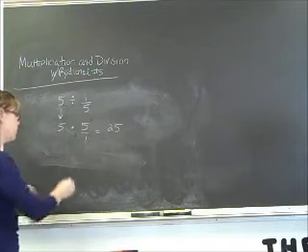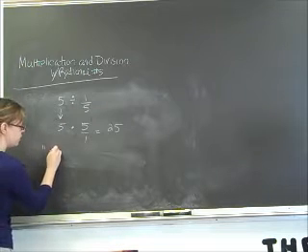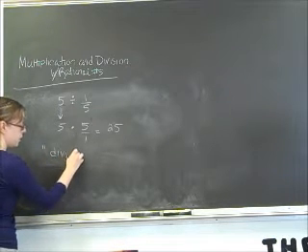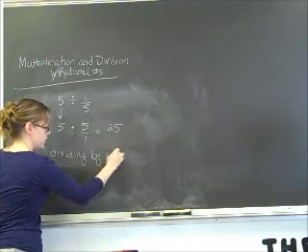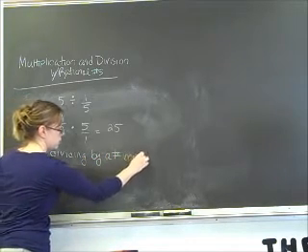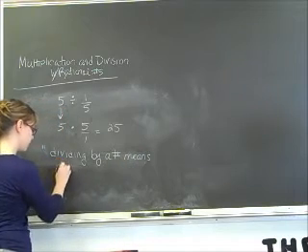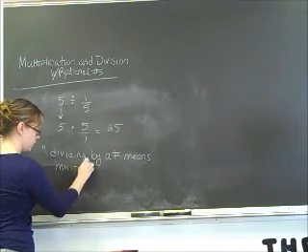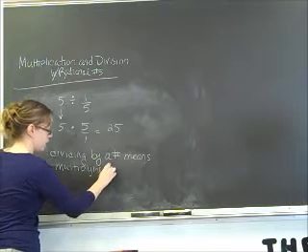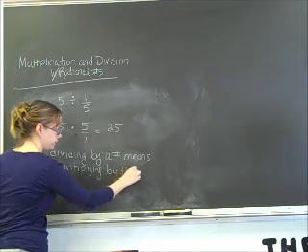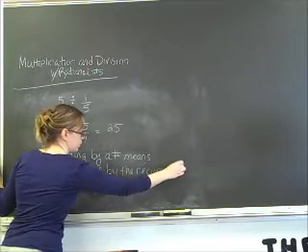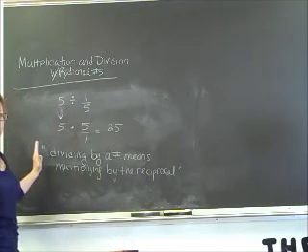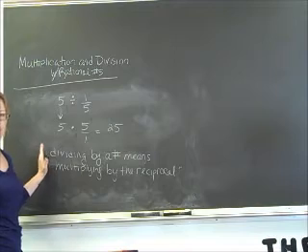So let me state that very clearly. Dividing by a number means multiplying by the reciprocal. This rule needs to be memorized. You have to remember to do this.